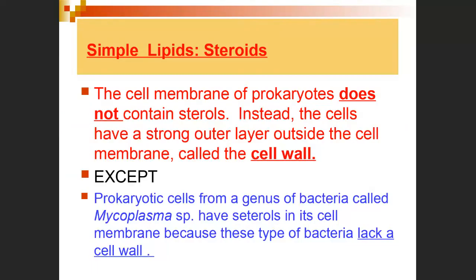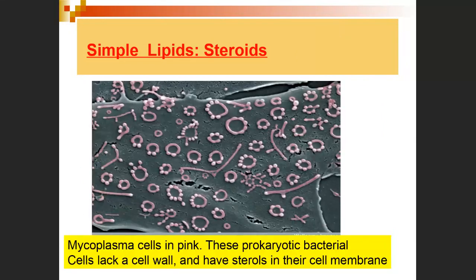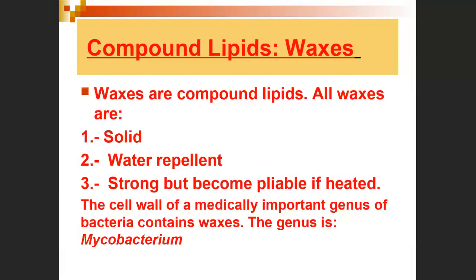Prokaryotic organisms do not have sterols in their cell membranes, except for one genus of bacteria called Mycoplasma, which lacks a cell wall. And because it lacks a cell wall, its cell membrane does have cholesterol. And that would be important to know. Because this little genus lacks the cell wall, the cells don't have a definitive shape. So they have different shapes: rounds, rings, rods.